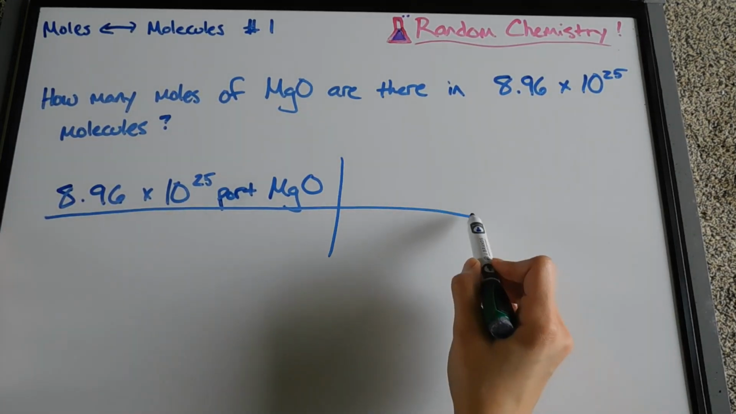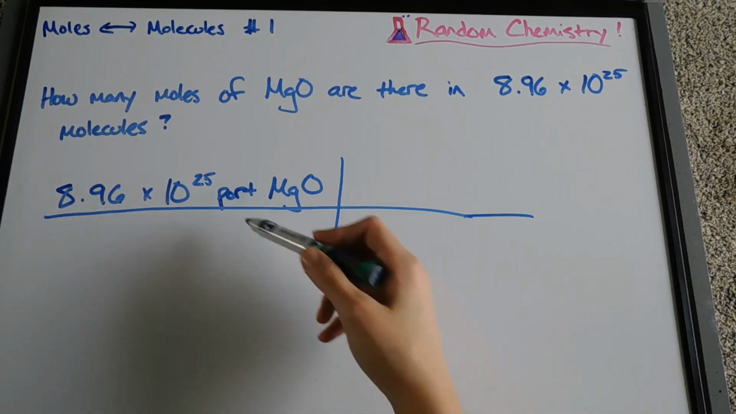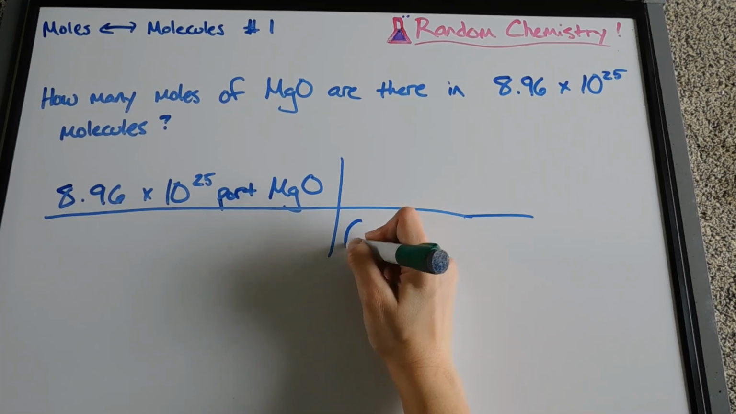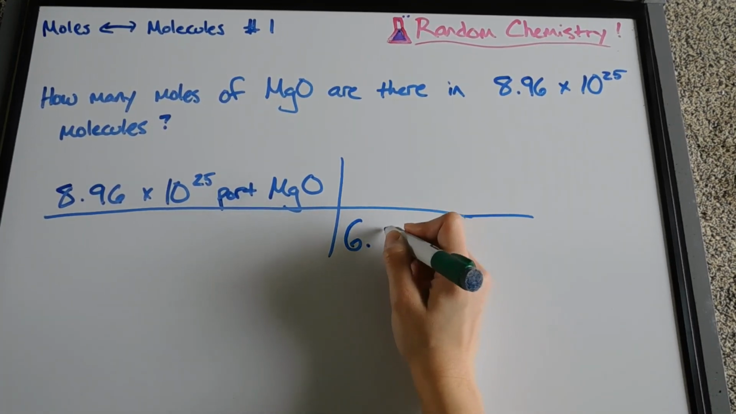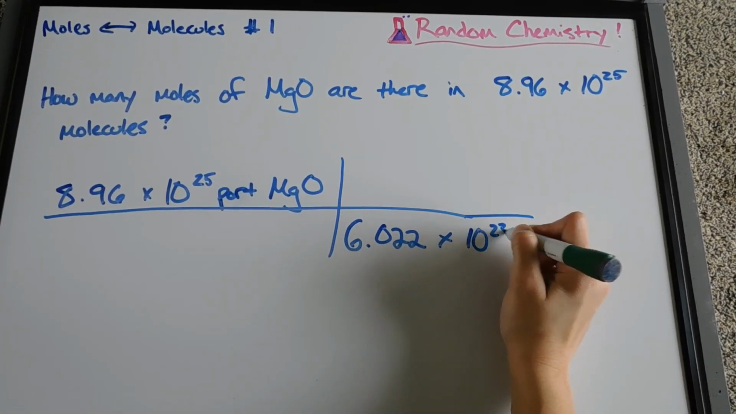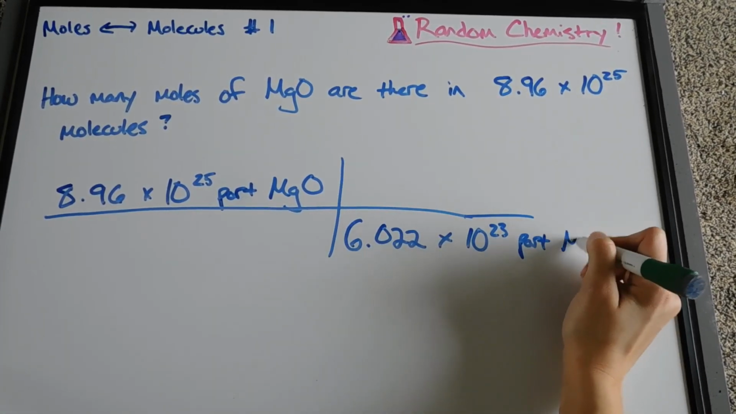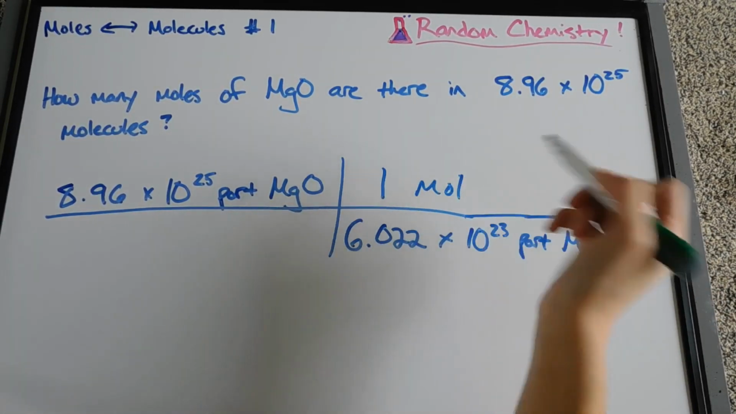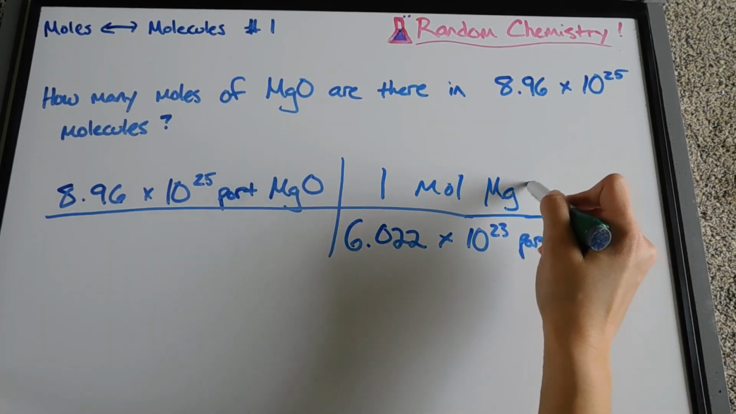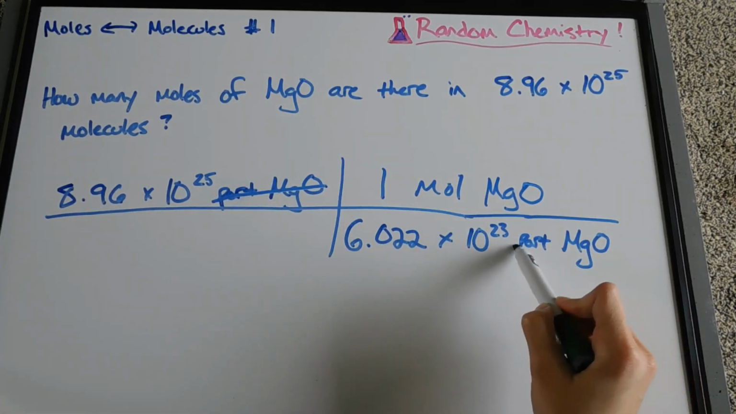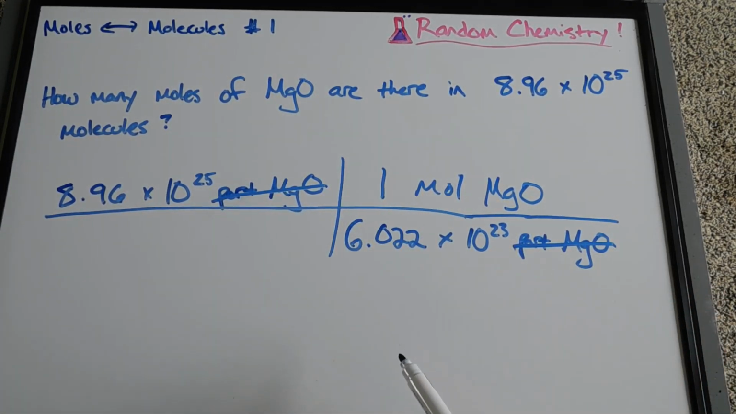And we're using Avogadro's number as a conversion factor. So if I have particles on top, I need particles on bottom, so that means I'm using Avogadro's number on bottom. 6.022 times 10 to the 23rd particles of magnesium oxide, and that's for every 1 mole of magnesium oxide. So particles of magnesium oxide cancel and particles cancel. Now you can see we're left with moles, which is what it's asking us.